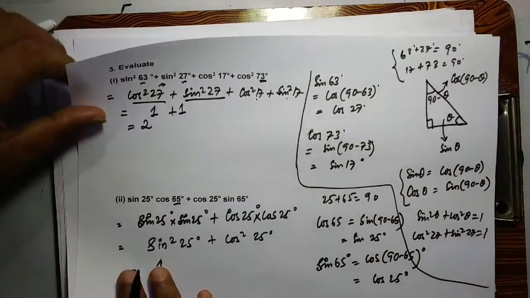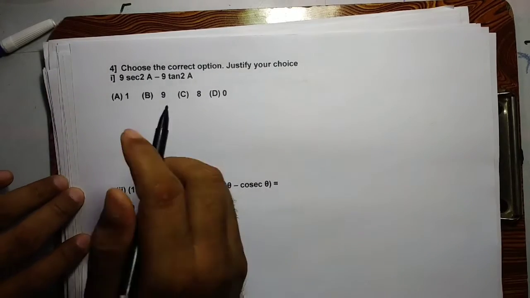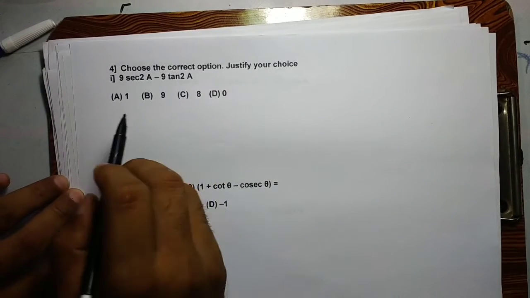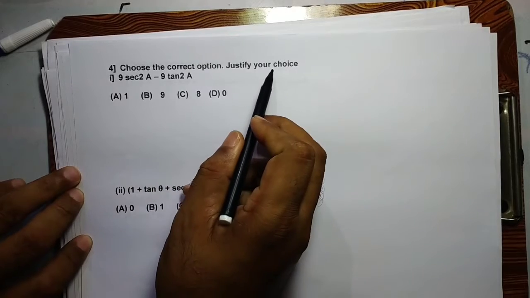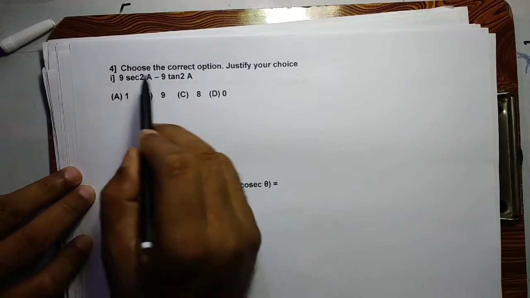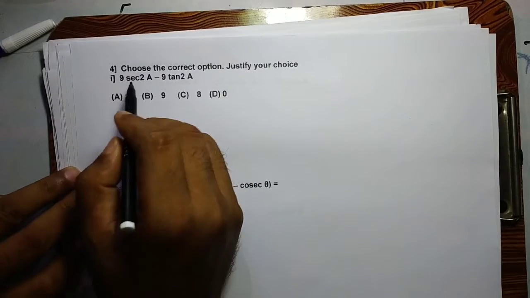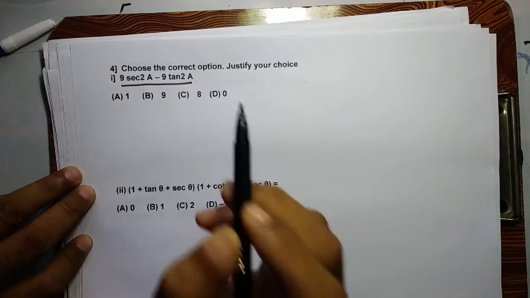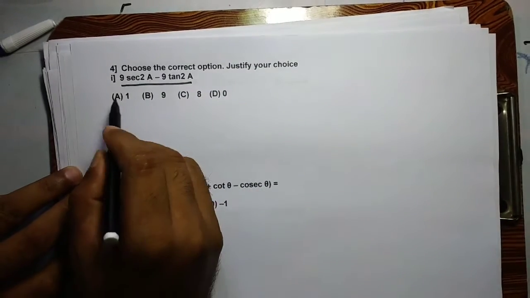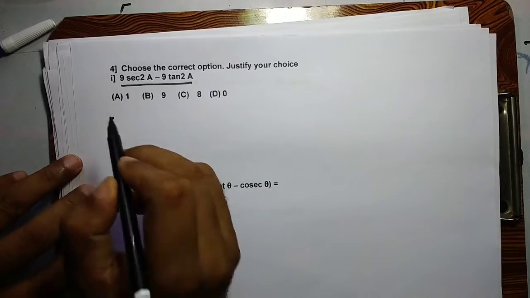Okay. Moving to the next question. The next question is, choose the correct option, justify your answer. They have given the options, you have to solve this basically. So this is 9 sec square a minus 9 tan square a. How will we solve this? We will solve this.